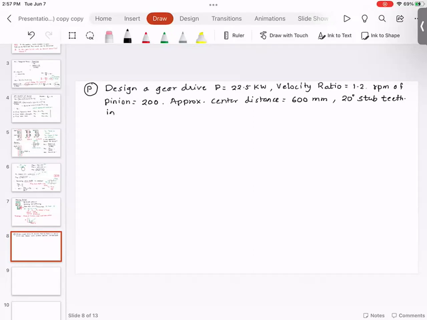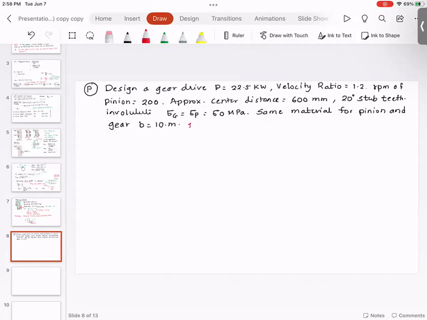And again it's involute. Sigma G is equal to sigma P is equal to 60 megapascal. Same material for pinion and gear. B is 10 times N.